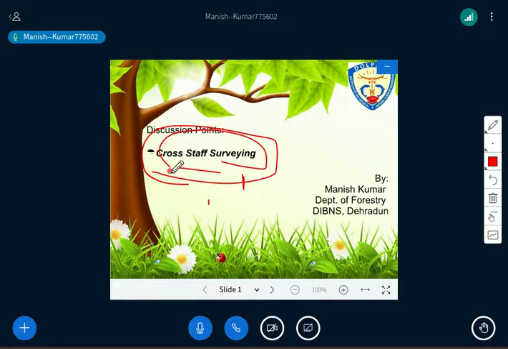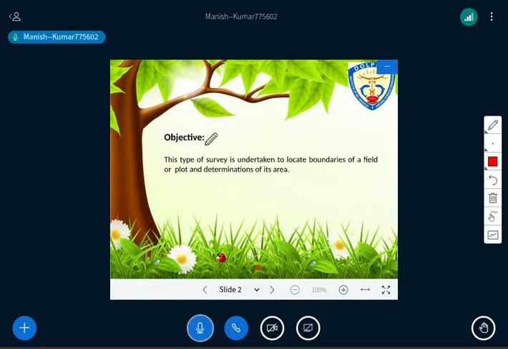Surveying means how we have to work in the field with this cross staff, and what the objective of that kind of surveying is. So the first objective to understand, whenever you are doing this cross staff survey, is to locate the boundaries of a field or plot and determine its area, right? You need to understand that properly, because through the cross staff we are drawing the offset.